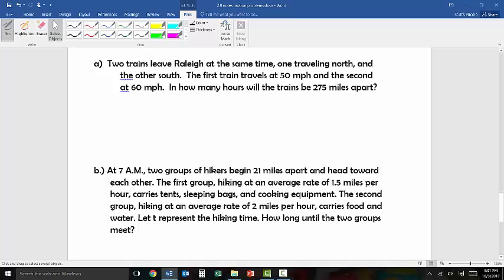So we're going to do 3 problems. These are a little bit tricky. The key is to maybe draw a picture to help us understand and then classify it. So you have 2 trains that leave at the same time. One's going north, the other's going south. So this looks like it's going to be an opposite problem, which means it is a working together problem.